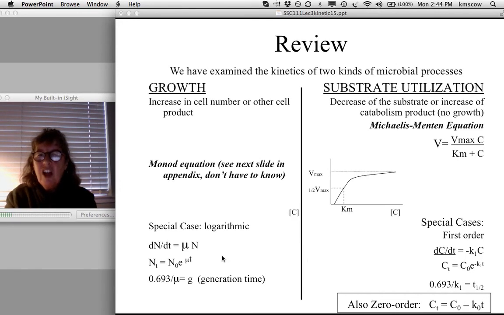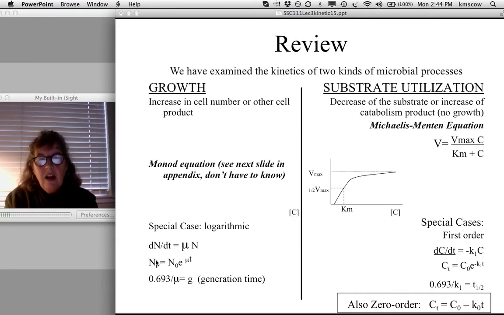Note the shocking similarity between logarithmic growth and first order kinetics. So you can see, I don't know why there's a line underneath the dC/dt here, but the only difference in the forms of these equations is what? That negative sign, right? So the first order rate constant is negative because you're looking at a decay or a disappearance over time. With growth, it's positive, because we're looking at accumulation or increase in cells over time.